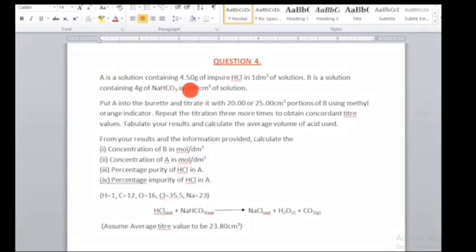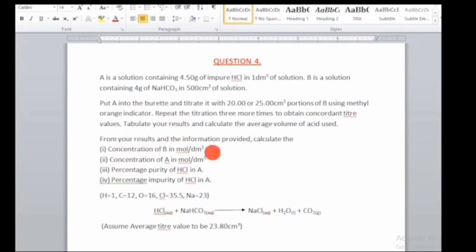A is a solution containing 3.50 grams of impure hydrochloric acid in 1 dm cube of solution. B is a solution containing 4 grams of sodium hydrogen trioxocarbonate in 500 cm cube of solution. Put A into the burette and titrate it with 20 or 25 cm cube portions of B using methyl orange indicator. Repeat the titration 3 more times to obtain concordant titre values. Tabulate your results and calculate the average volume of acid used.